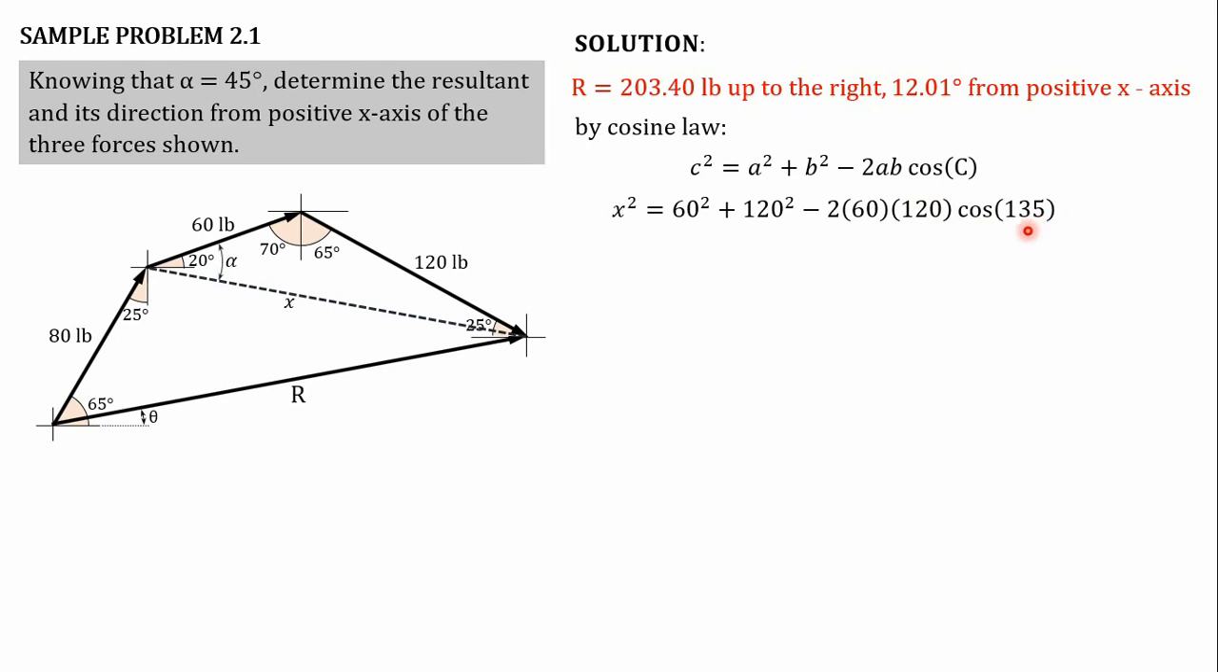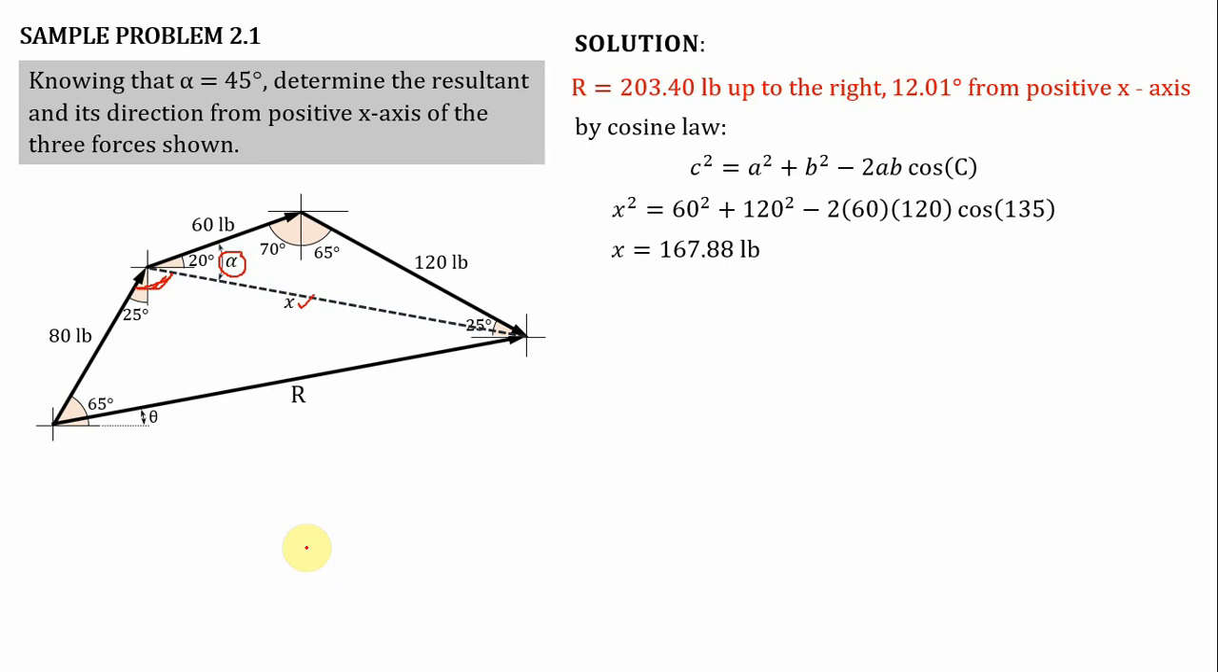Solving that, our x is equivalent to 167.88 pounds. Okay, so our x is done. What is our next step? To solve the angle here. To know that angle, we need alpha.